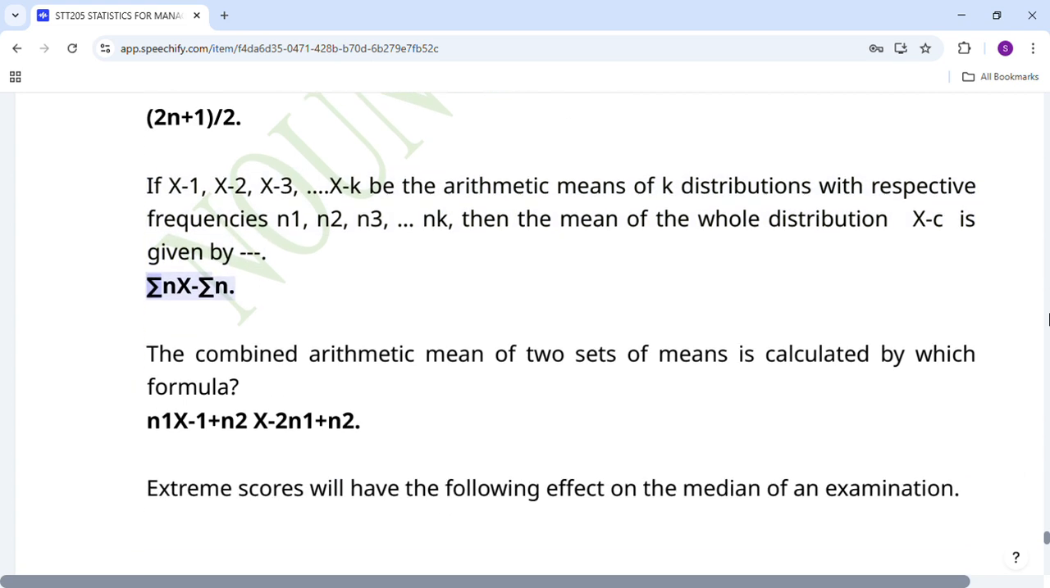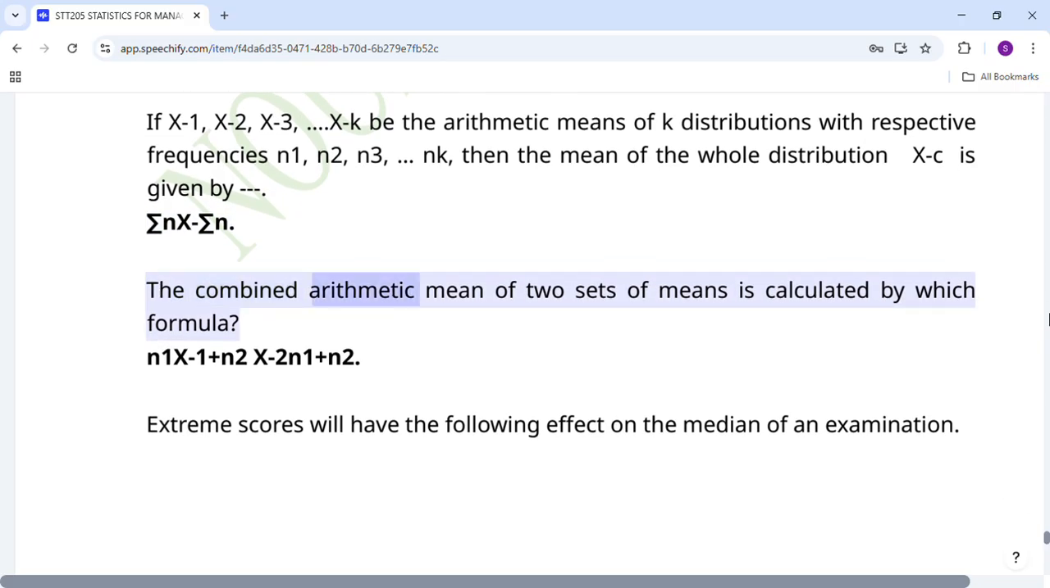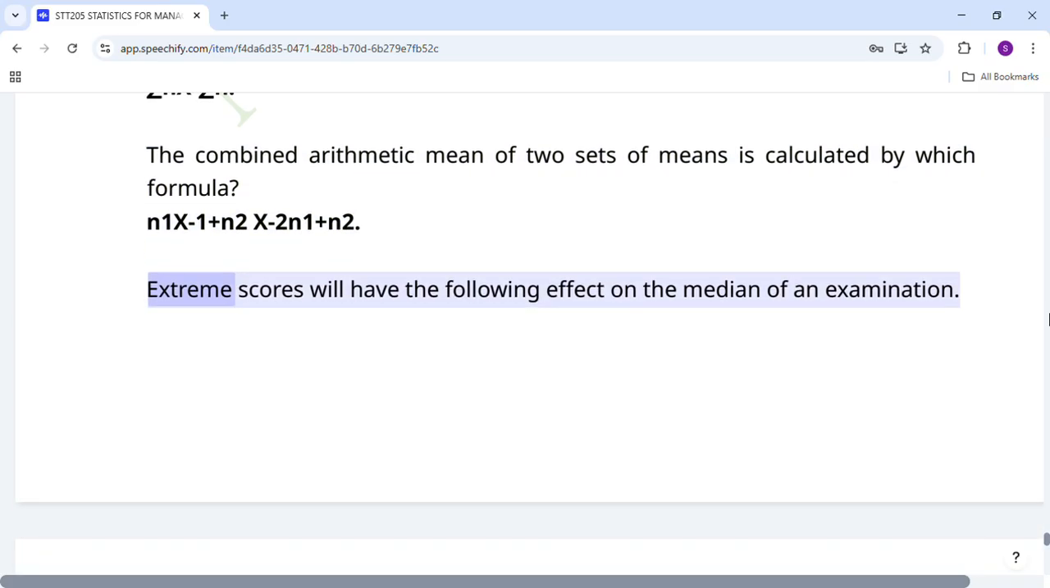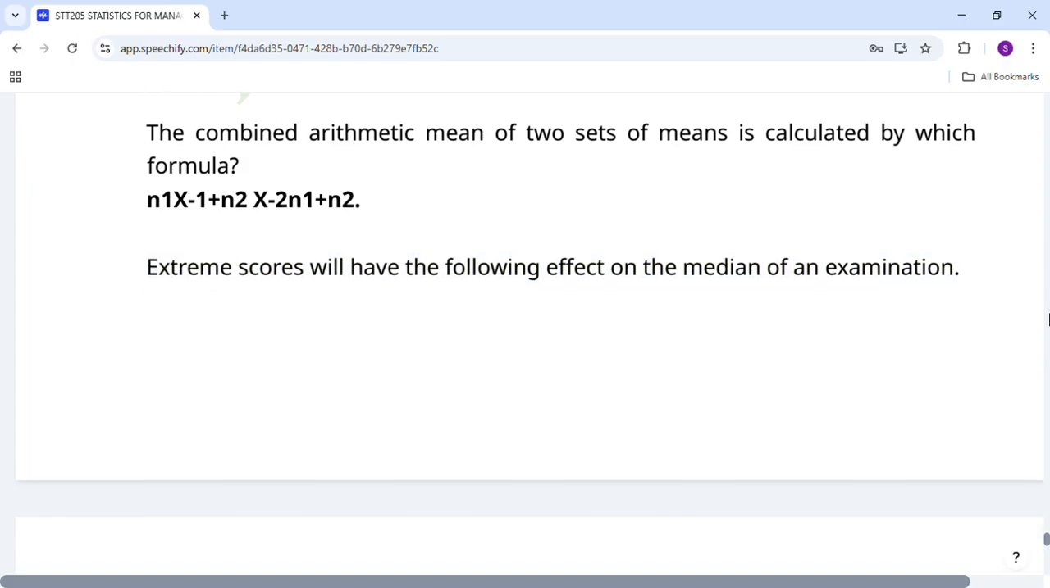Σnx/Σn. The combined arithmetic mean of two sets of means is calculated by which formula? (n1x1 + n2x2)/(n1 + n2). Extreme scores will have the following effect on the median of an examination: they may have no effect.